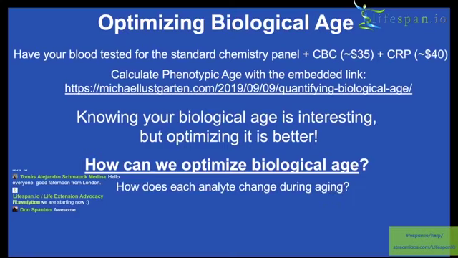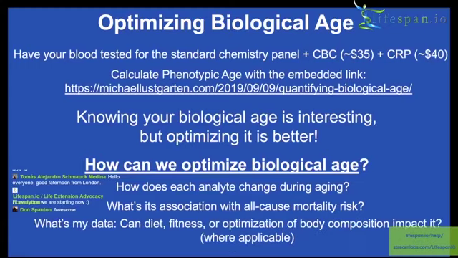How does each analyte change during aging? What's its association with risk of death from all causes? And then, what's my data? I'm going to show some of my data where applicable. Can diet, fitness, or optimization of body composition impact it?